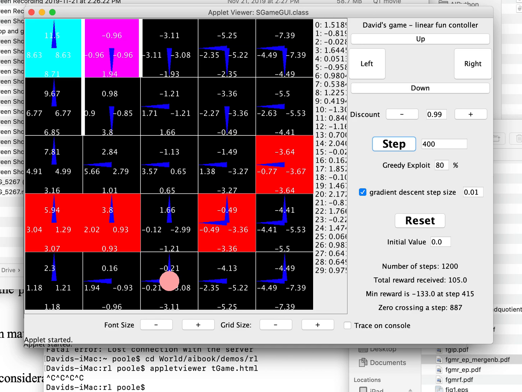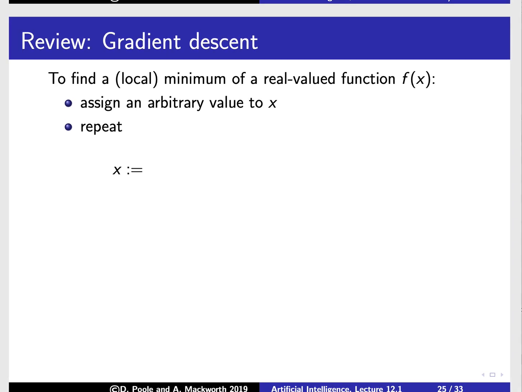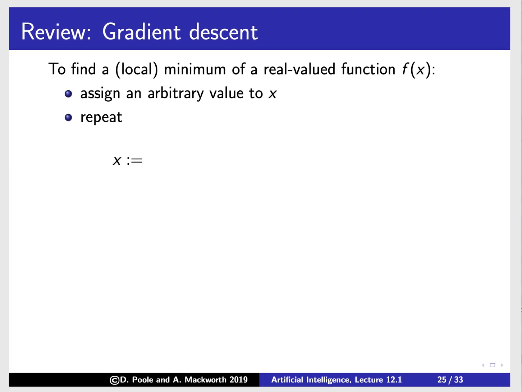So let's work out how this function approximator works. Okay, to do this we're going to review gradient descent.